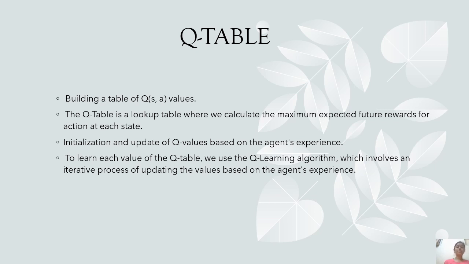So here, this Q table involves a table of Q of S, A values, and you're going to calculate the maximum expected future values for each of the actions which have been taken at each state. You're going to update these Q values based on the agent's experience till now, and then you're going to learn each of the values from the Q table. Therefore, iteratively, you're going to update the values based on the agent's experience till now.